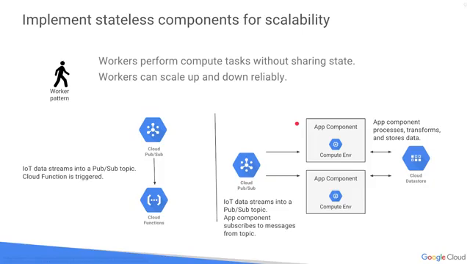Alternatively, your application can subscribe to the Pub/Sub topic that receives the streaming data. Multiple instances of your application can spin up and process the messages in the topic and split the workload. These instances can automatically be shut down when there are very few messages to process.